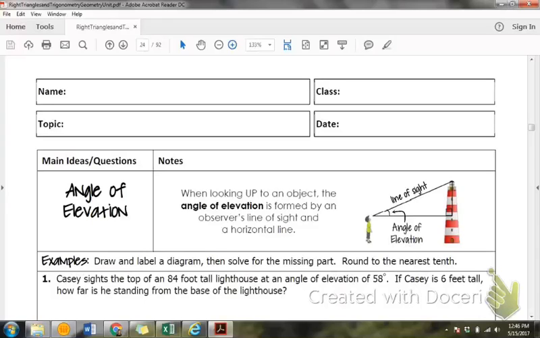So, angle of elevation and angle of depression. Again, remember we are talking about SOHCAHTOA. Who can remind us what SOHCAHTOA stands for? What's the S stand for in SOHCAHTOA? Sine. I'm so glad you didn't say sin. Sine. And the O and the H represent what? Opposite over hypotenuse. Okay. Then we had cosine.